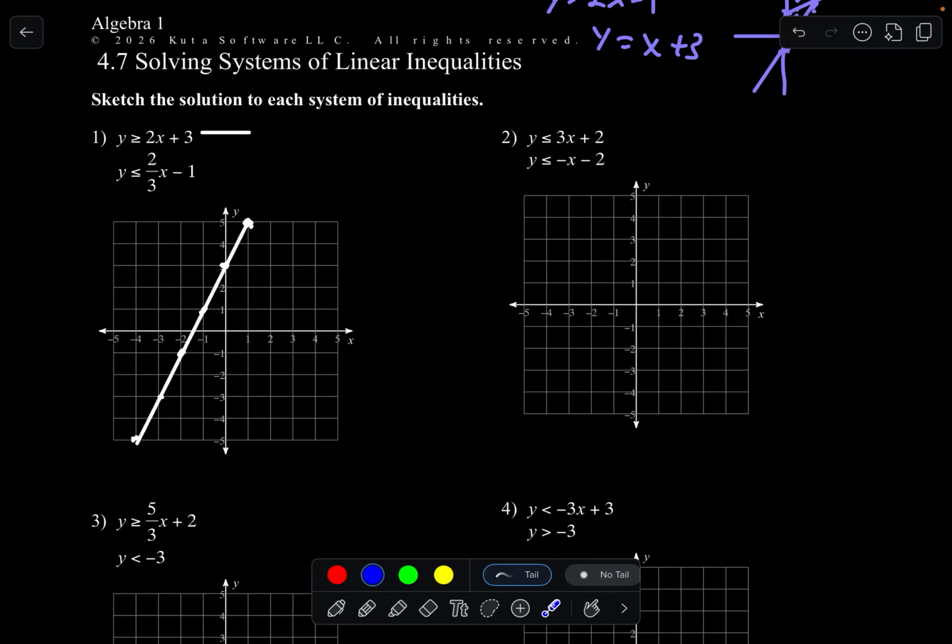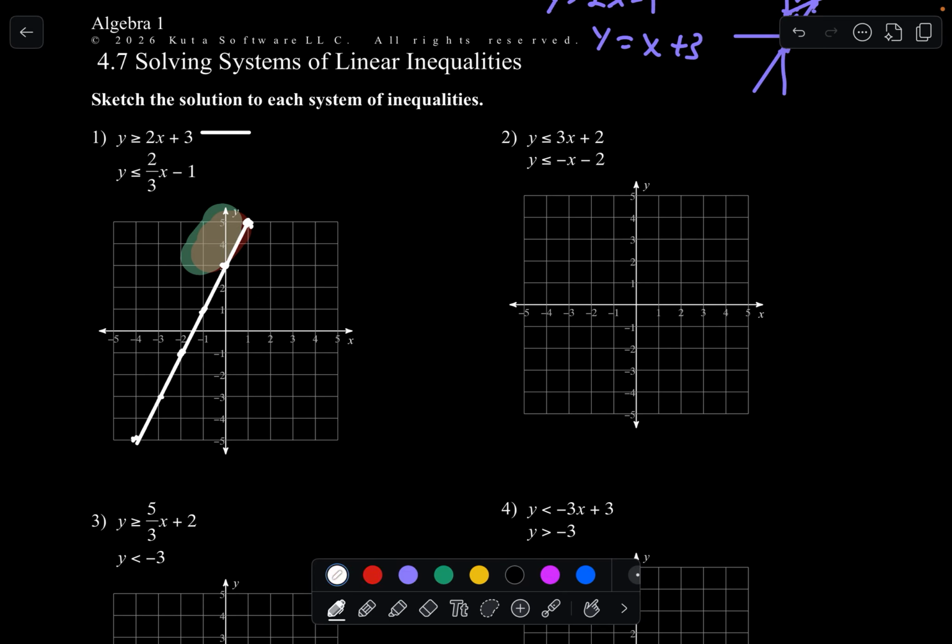We shade above the line because we want all the y's greater than this; that is the solution. So we would shade up here. Notice I didn't shade all over the place. It's because we have to graph the other boundary line and shade, and see where the two shadings overlap.